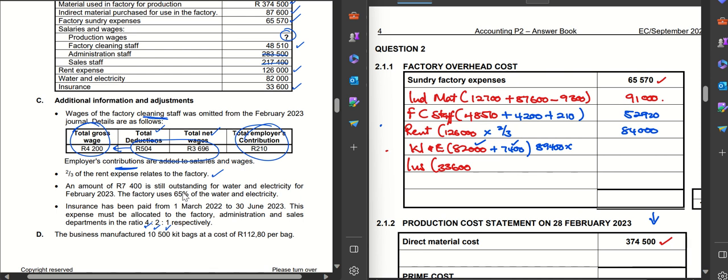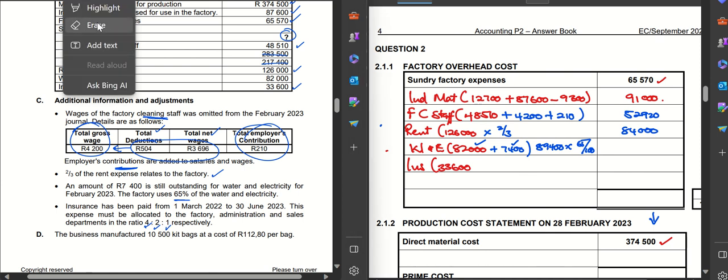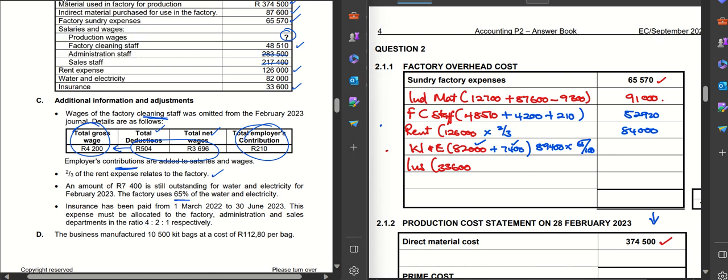Okay, I'm talking about the 65%. Sorry, 65%. So I'm coming here, then I get the 65%. This one was for insurance. So here we're still on the water and electricity. So we're getting 65% over there. All right, and then once we get the 65%, we end up with 58,110. Now let's come and do the insurance adjustment that we had skipped.